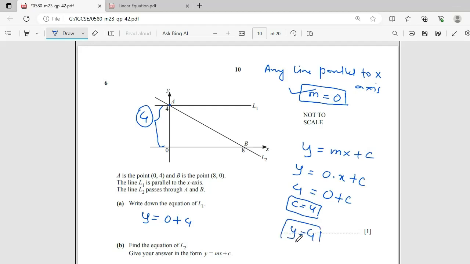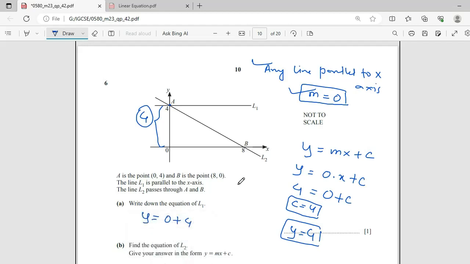This is our first answer. What we did was apply the logic that if a line is parallel to the x-axis, then the gradient, or the slope, will be 0. And a point where a line passes through the y-axis is known as the y-intercept. We substituted the value of the y-intercept and the slope from the question, and then we got the equation.